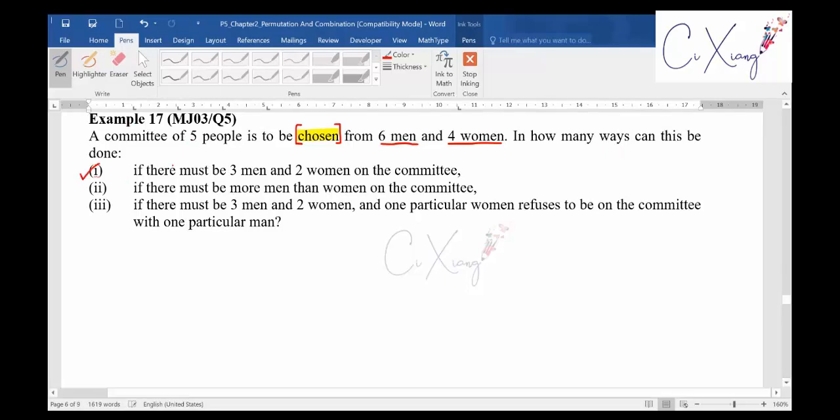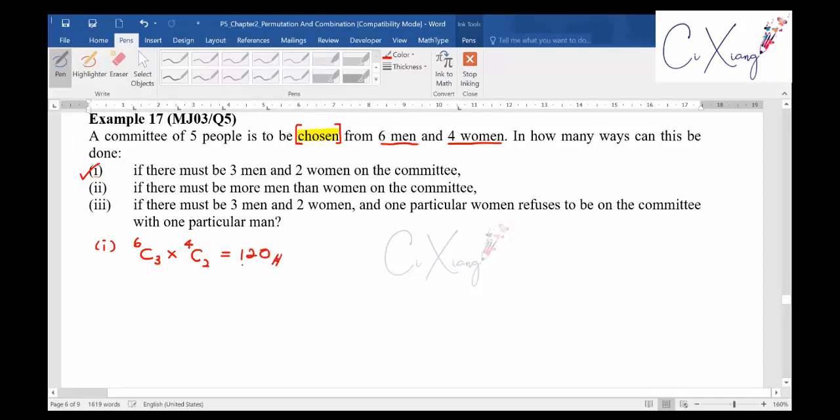Okay, first part, if there must be 3 men and 2 women in the committee. So 3 men and 2 women means that you can select 6 men, you want to choose only 3 of them. And then 4 women, you want to choose only 2 of them. And then to make this committee complete, right, a complete committee, you must have both men and women. So you have to multiply them. So men multiply women to get a complete committee. It shouldn't be a plus. Okay, if you put a plus here, that means you're having a first committee, which is 3 people only, and a second committee, which is 2 people only. That is wrong. Okay, so you have to multiply them. So for this one, you have 120.